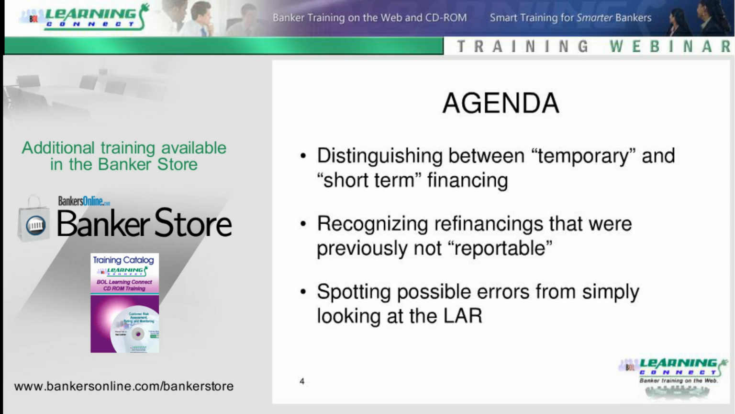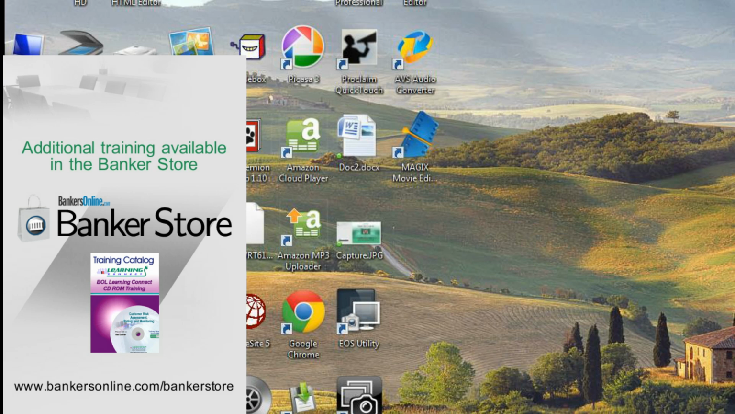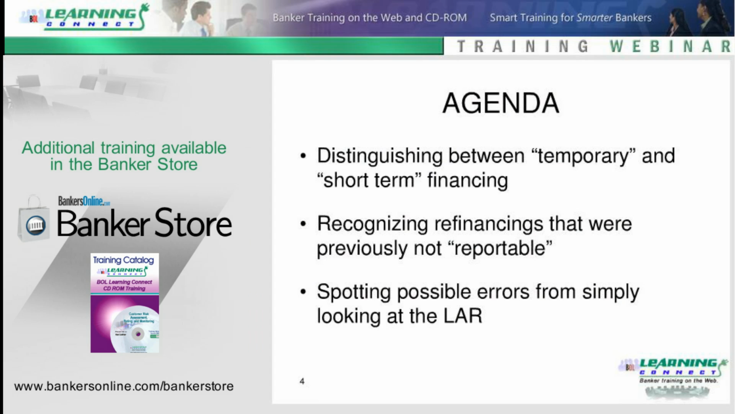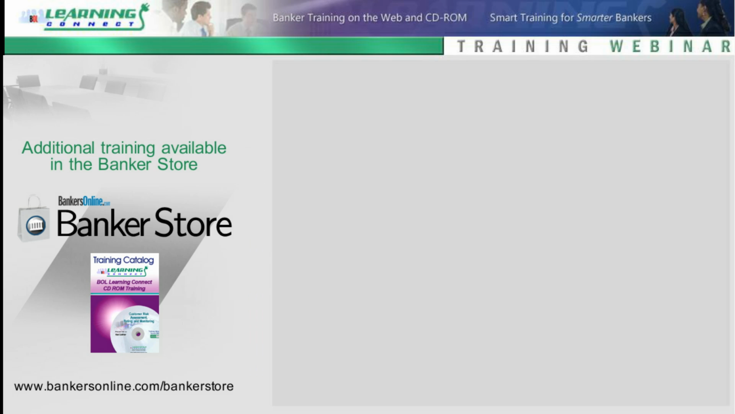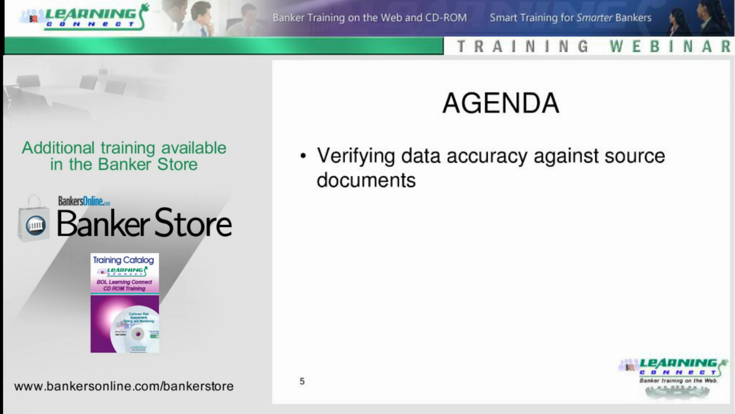HMDA does have some odd things in it. You know, we have some that are never reported, and there's some that are going to be reported that wouldn't have been reported to begin with. A little odd. We'll also cover spotting possible errors from simply looking at the LAR. There's going to be some suggestions there. And we're also going to talk about how to verify the data accuracy against source documents.